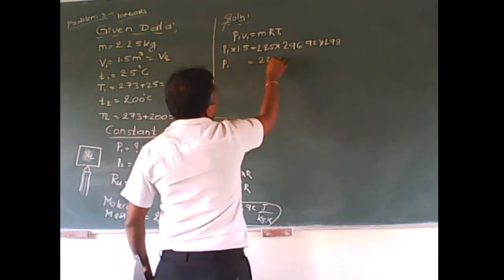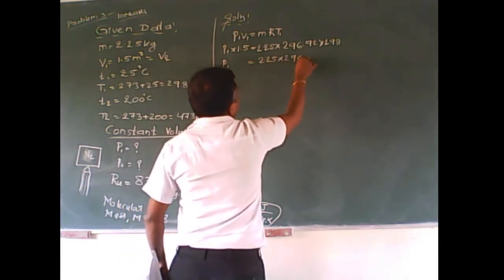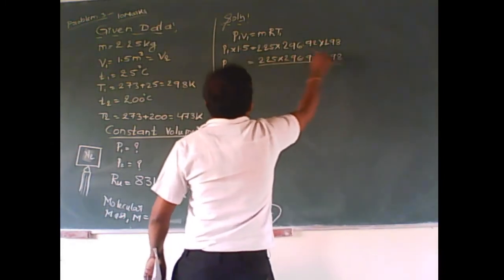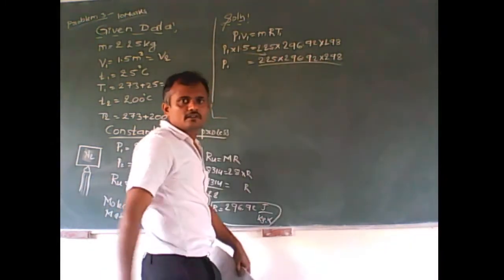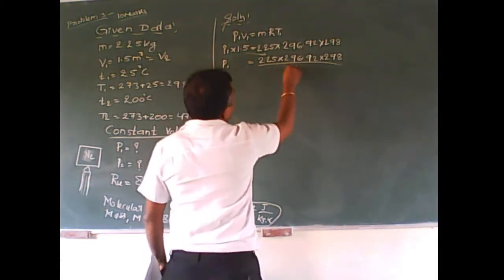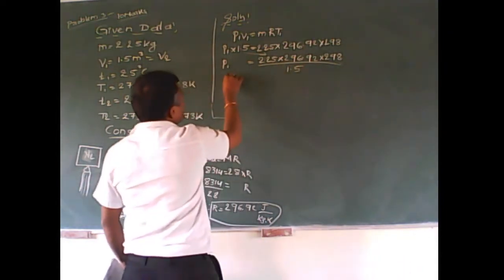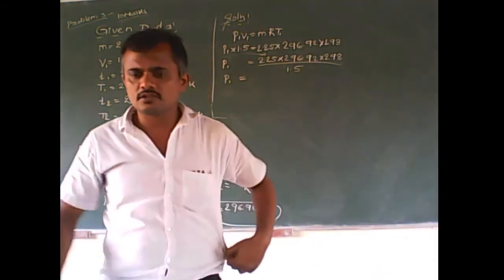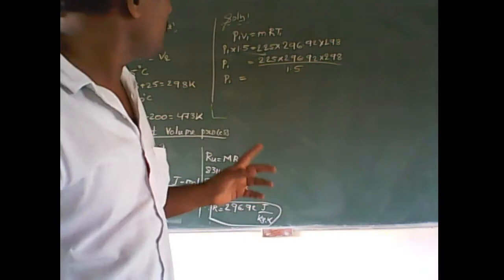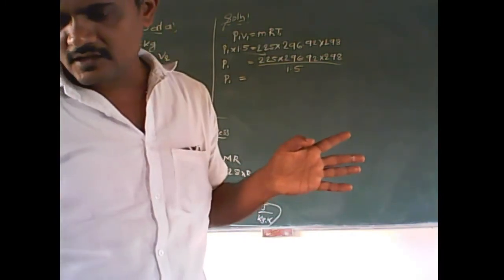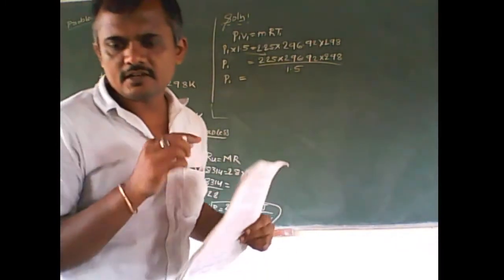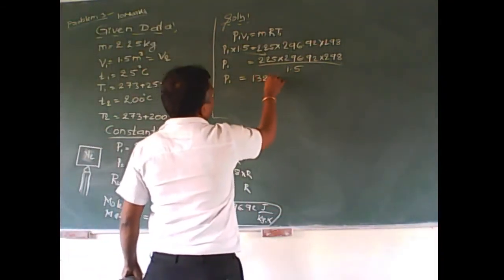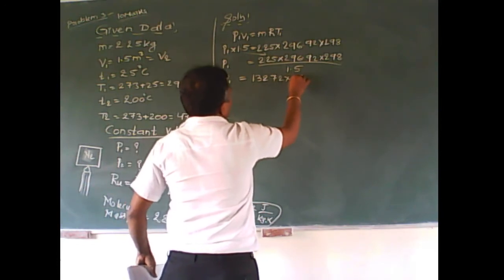So 2.25 into 296.92 into 298 upon, this goes to the denominator side, becomes 1.5. So that we are getting the value. You have to calculate this value with the help of a scientific calculator and get me the answer. 2.25, 296.92, 298, 1.5. So we are getting 132.72, 132.72 into 10 raised to 3.